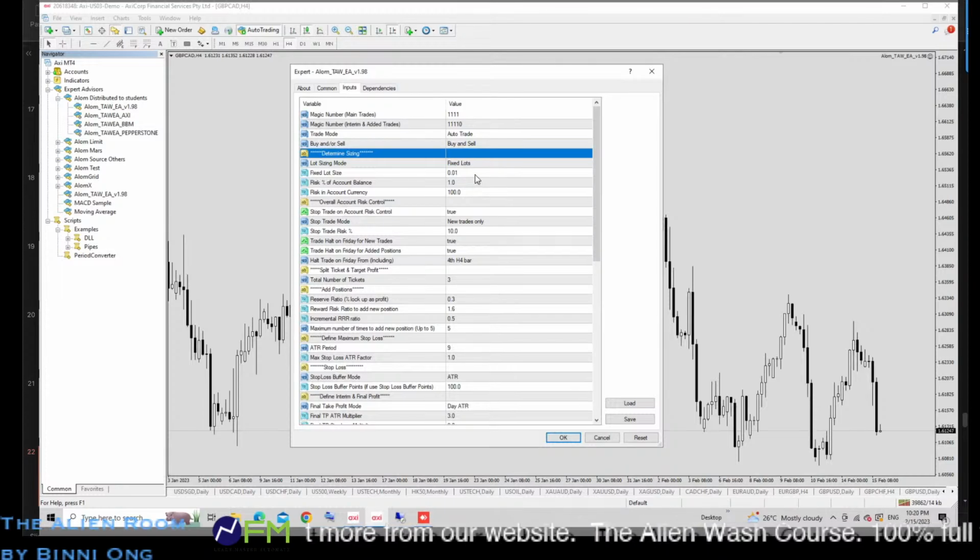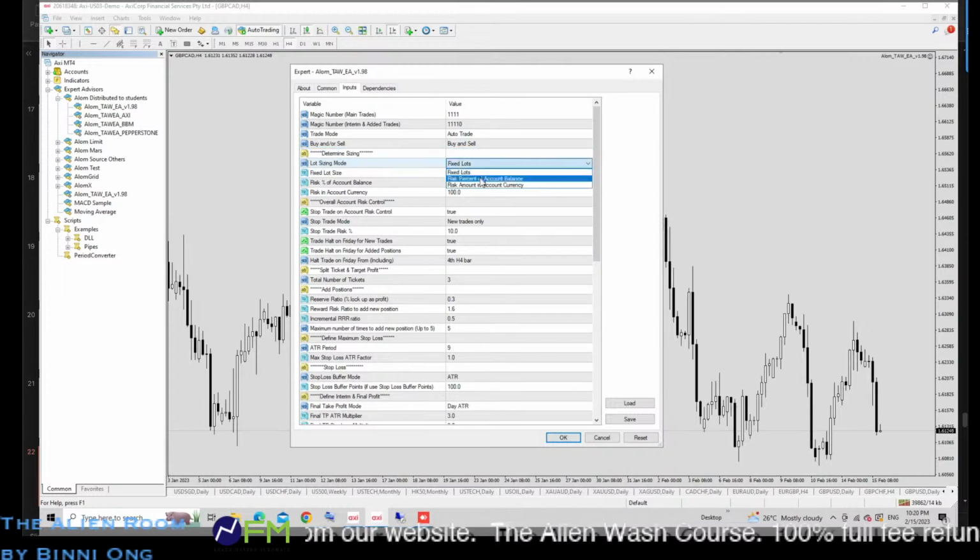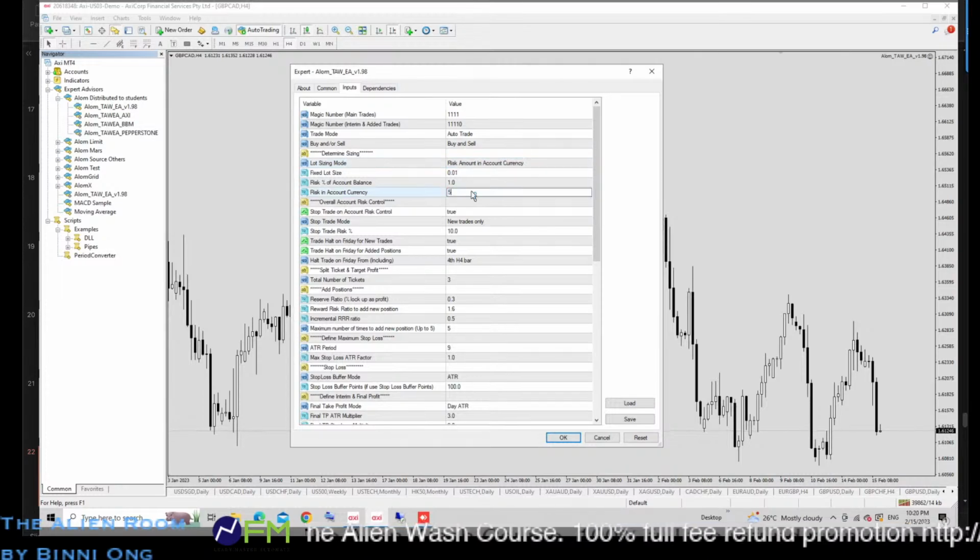What it does here is that you can change the lot size mode to say that I want to risk $50 every trade. You just key in $50. I want to risk $50 every trade, and I don't want to do all the hard work. I just want Alum to calculate for me.